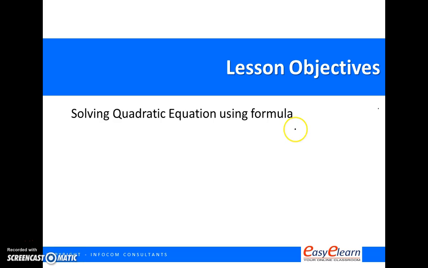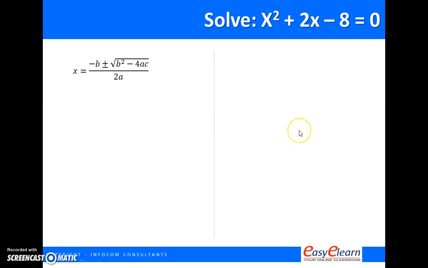So in addition to factorization as well as completing the square, you can also solve a quadratic equation by using the quadratic formula. So let's take a look about it in this lesson. So this is a quadratic equation, and the quadratic formula is this long formula: minus b plus minus square root of b squared minus 4ac, divided by 2a.